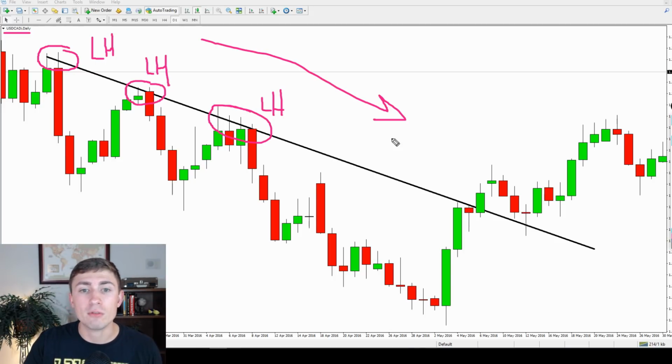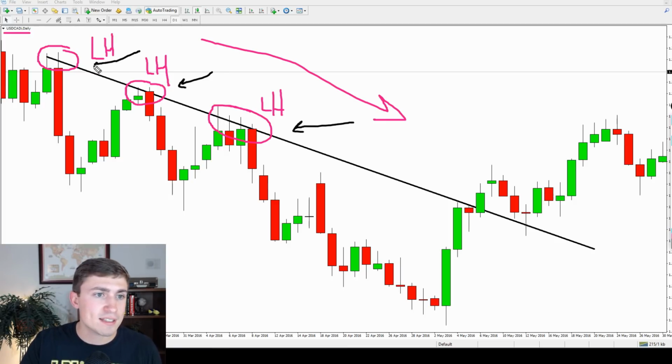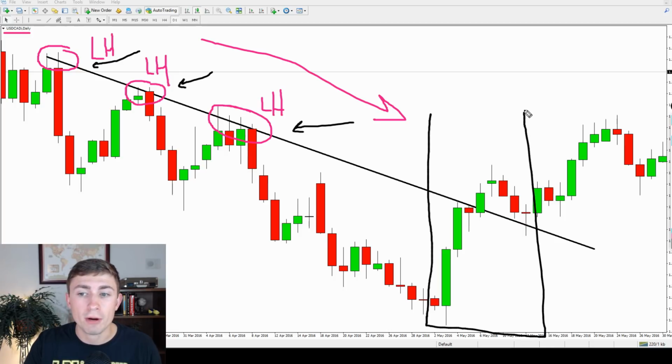Remember how I mentioned right over here, we're putting in lower highs. What that means is that price is failing to break and close above this significant trend line. So we've drawn our trend line, we've identified lower highs, and we don't have any sort of significant break of structure just yet until we get to this point right here.